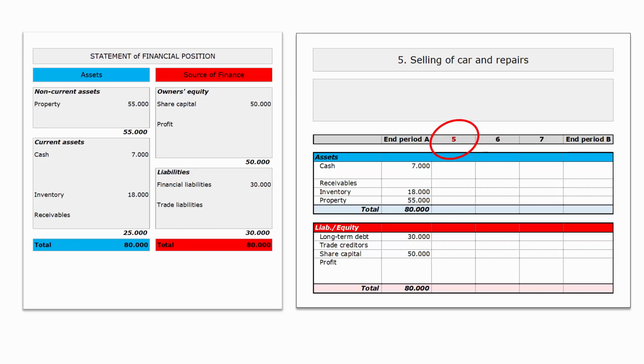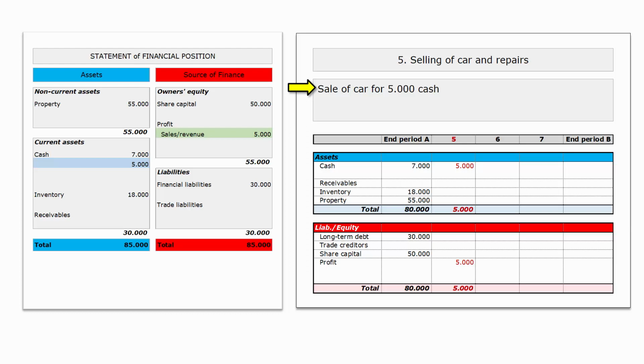Let's assume a first car is sold for €5,000 cash. The sale will be recognised as revenue. This increases profit and, thus, the value of the owner's equity, while the cash received increases the assets of the company.